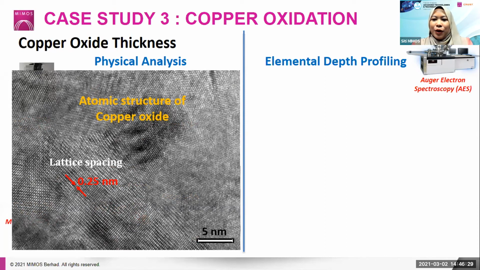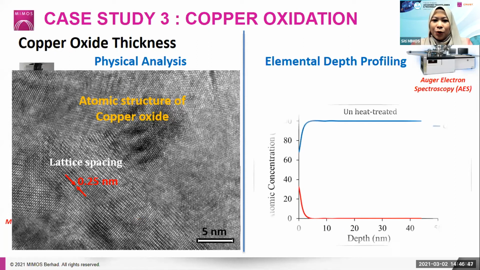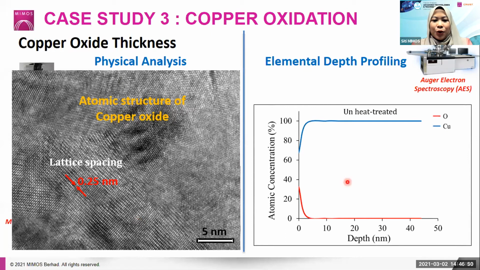At the same time, we can also estimate the copper oxide thickness by doing Auger depth profiling analysis. This process involves argon ion sputtering, and the etching rate is calibrated according to a silicon dioxide standard sample. In this analysis, we will obtain this kind of profile. You can see the profile of copper and also the profile for oxygen. The estimated thickness of this copper oxide can be determined, like in this case, when the oxygen level is depleted.